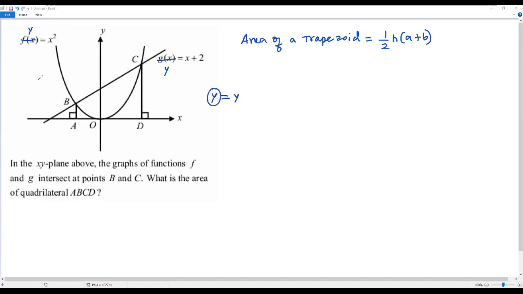So for the y on the left side, we can consider the expression in the first function, that is x squared. We can plug in x squared for the y on the left side. For the y on the right side, we can consider the expression in the second function, that is x plus 2. Okay, now let's solve for x in this equation. Actually, it's a quadratic equation. To solve for x in this quadratic equation, let's write it in standard form.